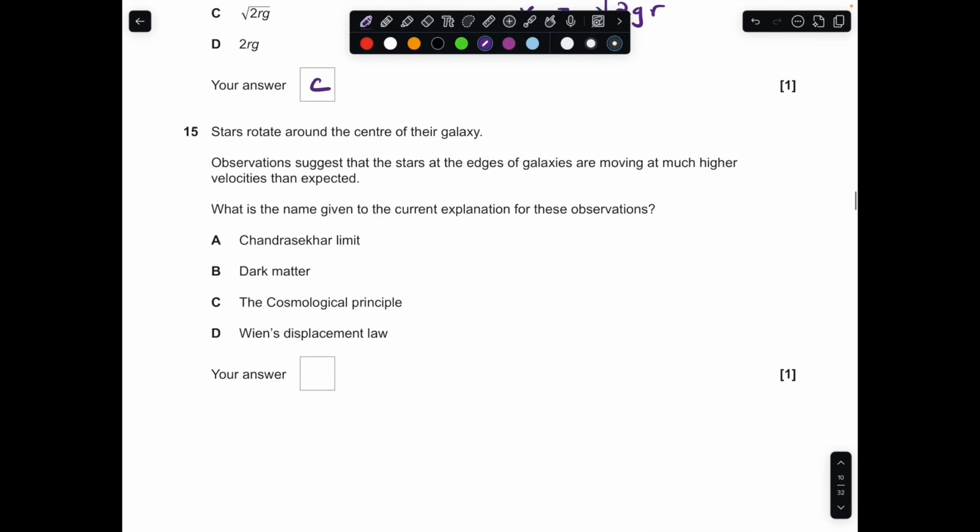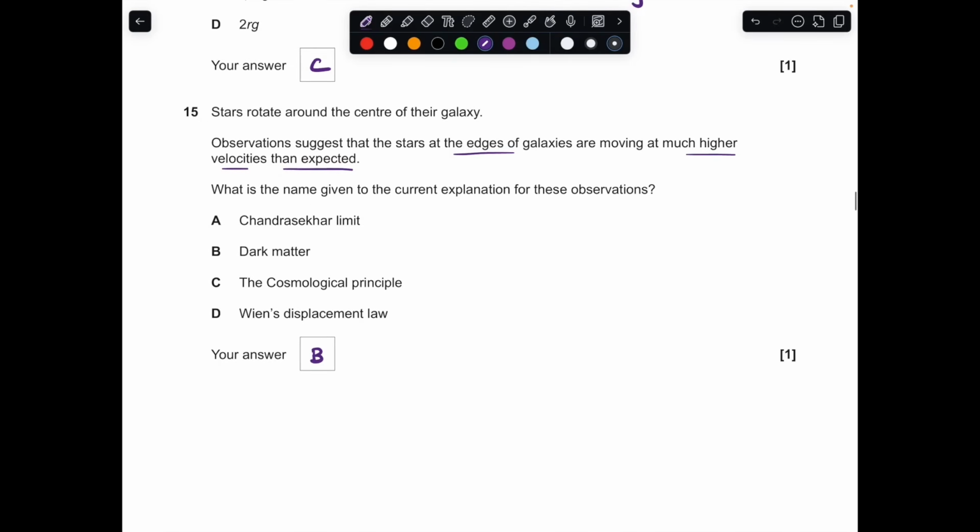Question number 15. Stars rotate around the center of their galaxy. Observations suggest that the stars at the edge of the galaxies are moving at much higher velocities than expected. Well, that's dark matter, isn't it? B is the answer. So that's section A all done. Let's move on to section B.